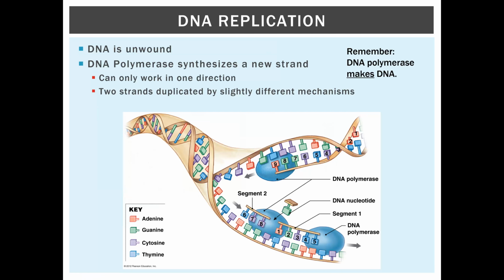However, because DNA polymerase can only work in one direction, there are slightly different mechanisms for each strand to be copied, and we're not going to go into that level of detail for this course. Earlier, we talked about RNA polymerase and how it makes RNA, so remember that DNA polymerase makes DNA.